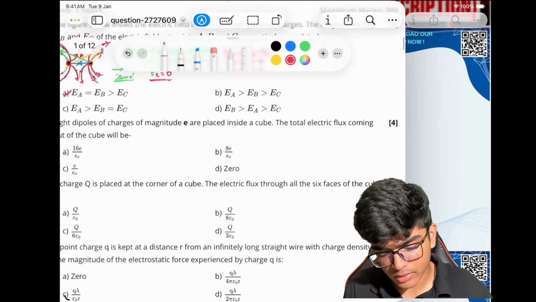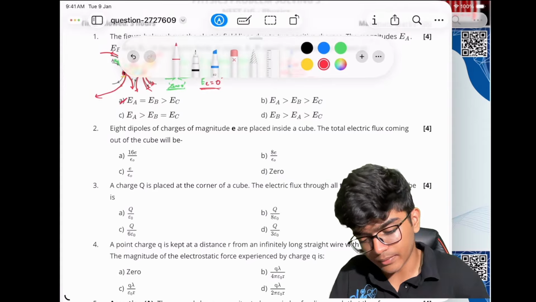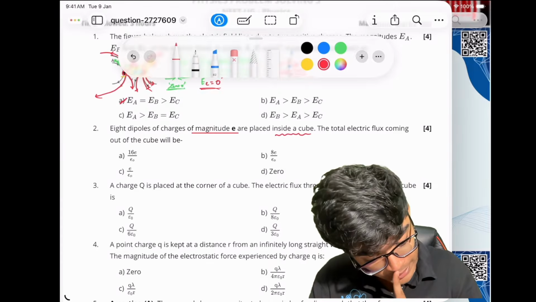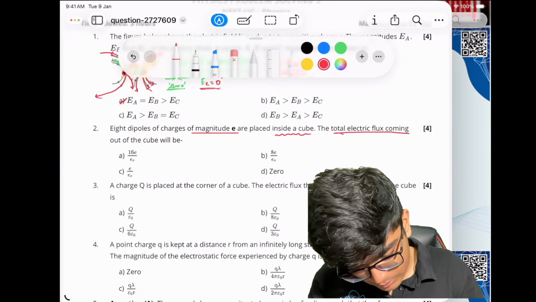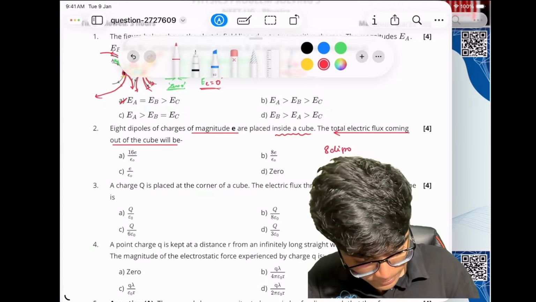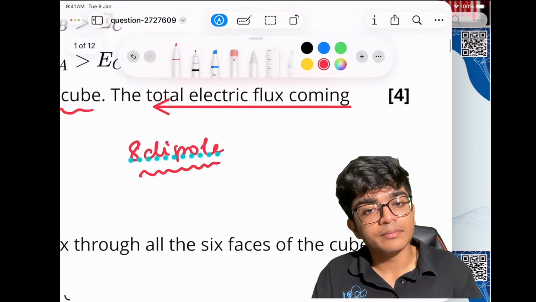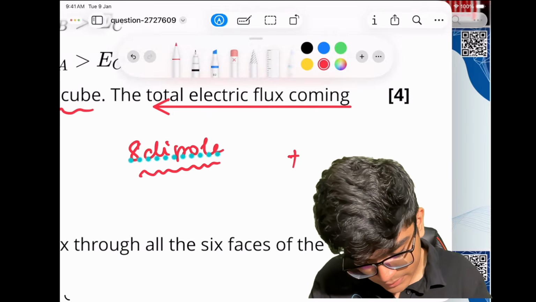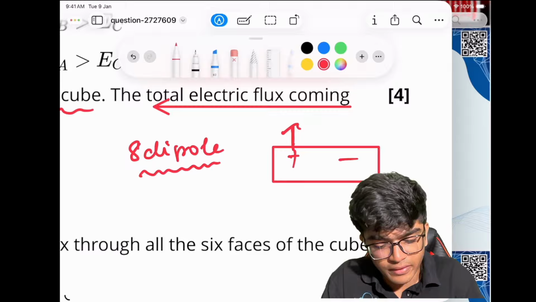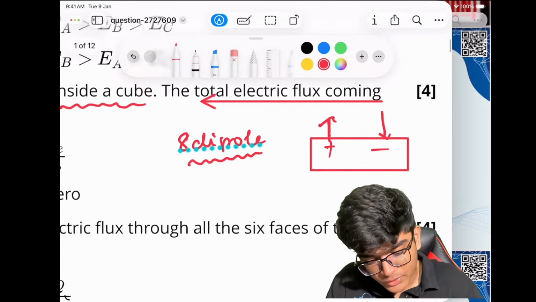Okay, 8 dipoles of magnitude E are placed inside a cube. ஓகே, 8 டைபோல் பிளேஸ் பண்ணியிருக்காங்க. Inside a cube. The total electric flux coming out of the cube will be? 8 டைபோல்னா ஓகேவா? ஃபைன். ஒரு டைபோலில் நீங்கள் பார்த்தீங்கன்னா it has a positive charge and negative charge. Fine. Okay, பாசிட்டிவ் சார்ஜ்லேருந்து ஃபீல்ட் லைன்ஸ் if we assume it goes away, நெகட்டிவ் சார்ஜ்க்கு it comes towards it. Fine. ஸோ நெட்டாக உள்ள எவ்வளோ சார்ஜ் இருக்குது?